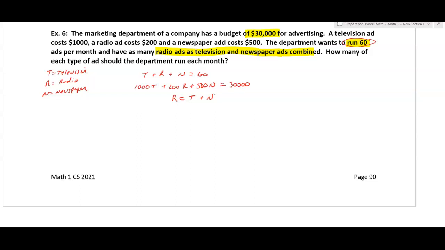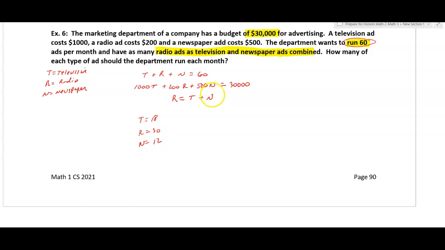Now, all you're going to do now is just go ahead and solve this system. When you solve this system, you should get, I believe, television equals 18, radio equals 30, and newspaper equals 12.